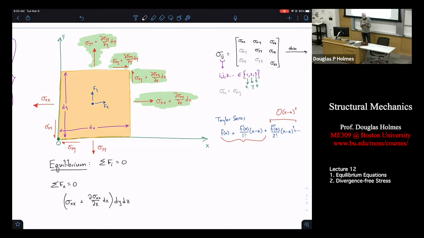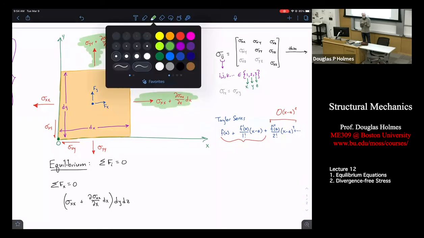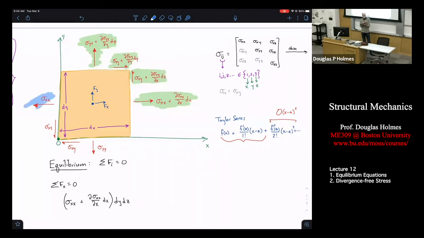Now the equal and opposite force over here to this one. What color should we go with for that? We'll go with blue over here. This will be negative. These ones are negative. So those are going in the opposite direction, so we need to subtract off sigma xx times dy dz.